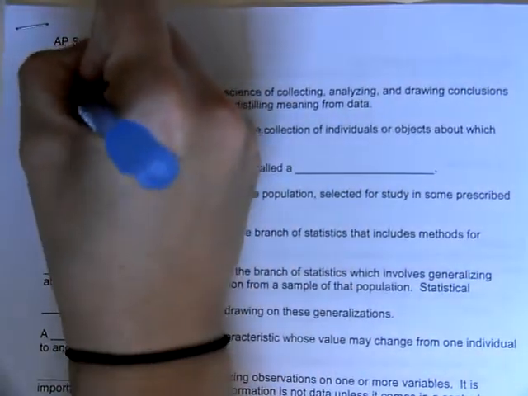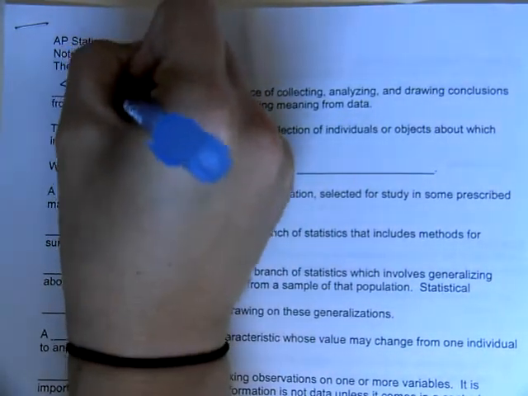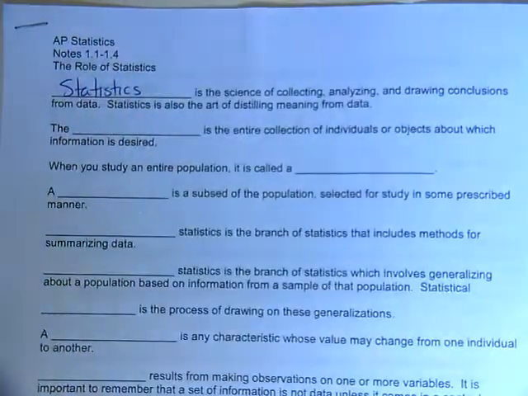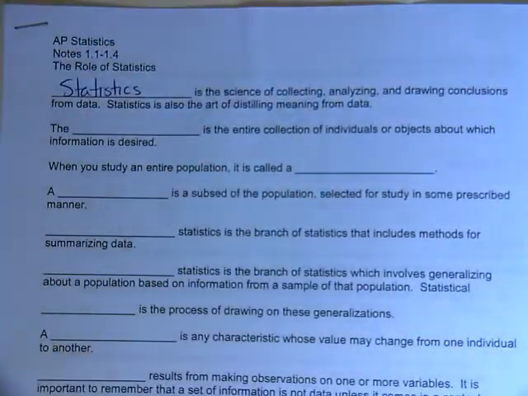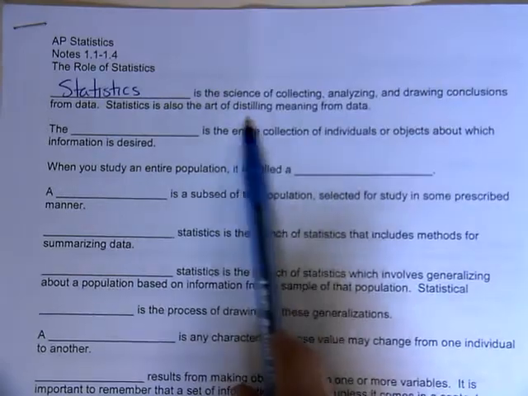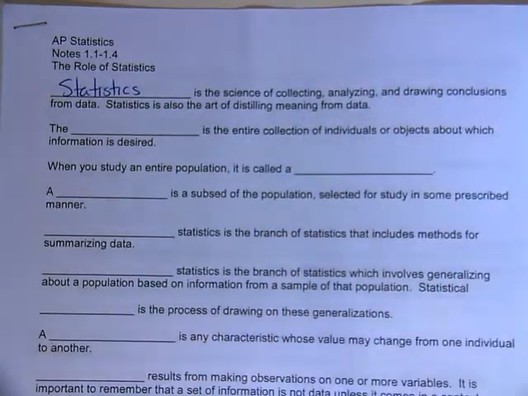So obviously the first word we need to talk about is what is statistics. So you're in AP Prob and Stat, but a lot of people just call it AP Statistics. It's the science of collecting, analyzing, and drawing conclusions from data. It's also the art of distilling meaning from data. We'll get to the distilling meaning more second semester.